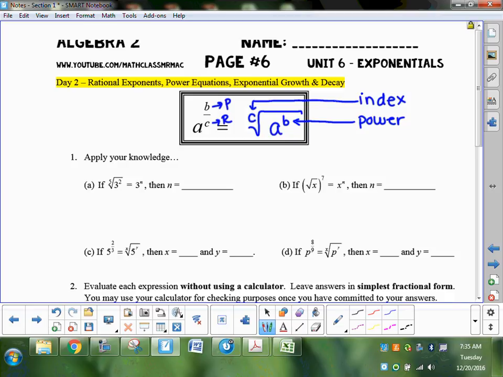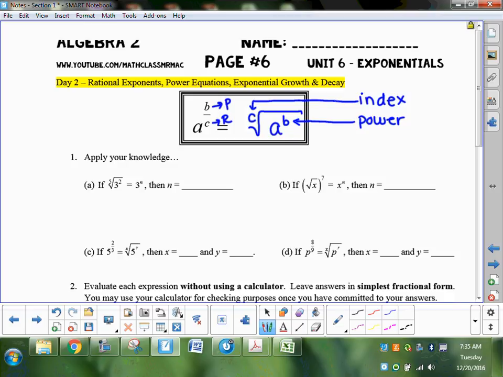No. You're asking yourself what times itself 5 times gives you negative 32. If the index or root is odd, you can have a negative radicand. So think of it this way. What times itself 5 times is going to give me negative 32? And that would be negative 2 times negative 2 times negative 2 times negative 2 times negative 2. Because you can take the odd root of a negative number.